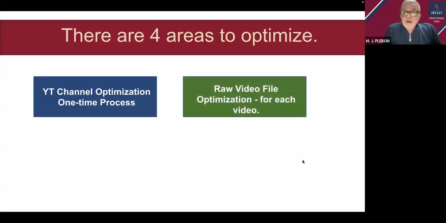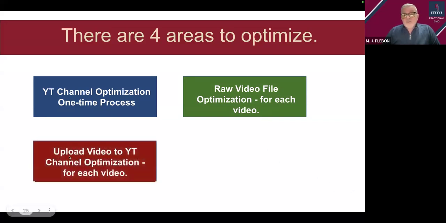There's a process for optimizing your raw video file. So when you create your video, let's say you do it on your Mac or your laptop or even your phone, there are certain things that you should be doing to optimize your raw video file, whether it's an MP4 or a .mov, before you upload it to your YouTube channel. And then once you do upload your video to your YouTube channel, there is another optimization process that you should do as well. So the channel optimization is one time. The video file optimization is for every video that you create, and this is another one where every time you upload it. Okay, so we're going to look at that.